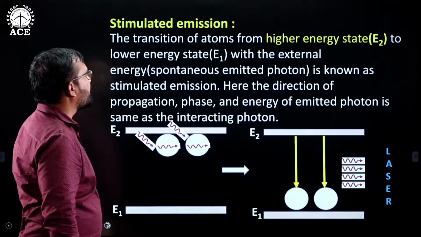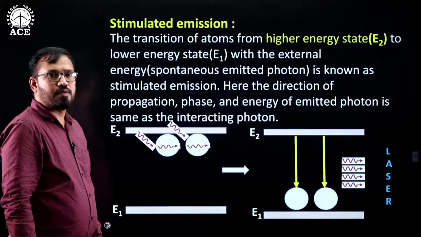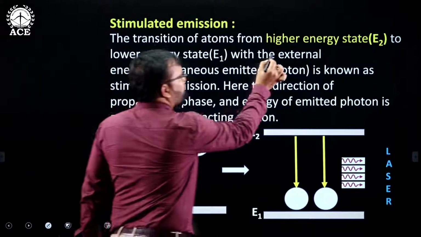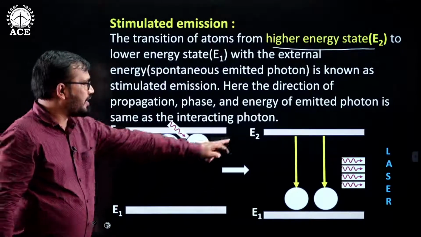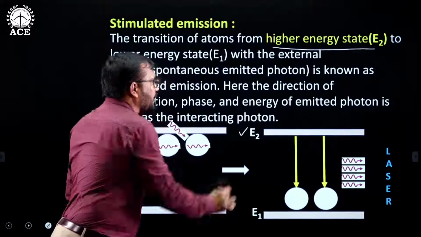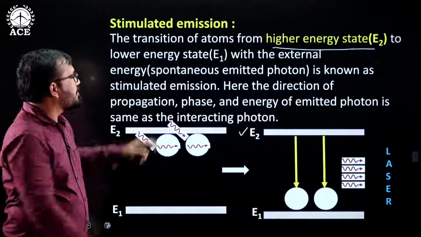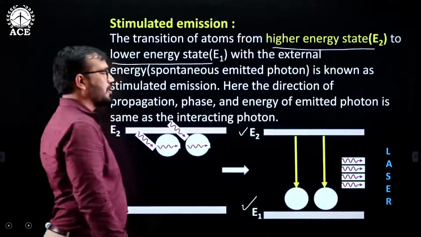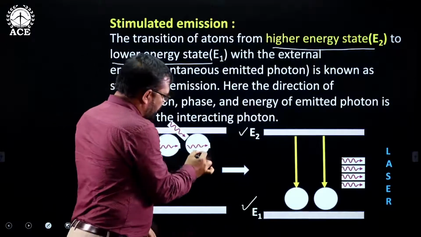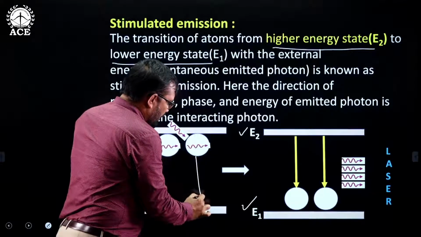See here, the transition of atoms. Transition of an atom from where? From the higher energy state, meaning E2. This is the higher energy state, to the lower energy state. What is the other state? It is the lower energy state. So the atom's transition takes place from this level to the lower energy level.